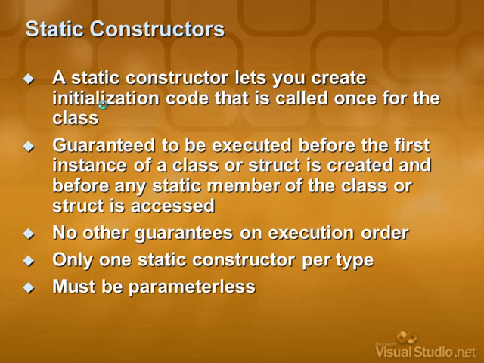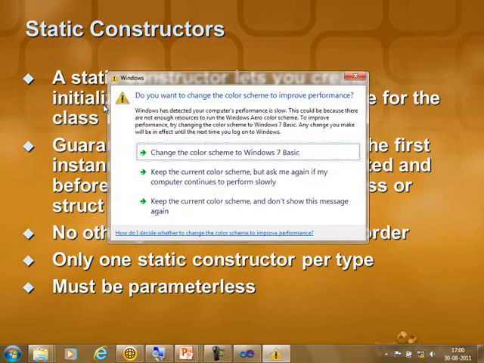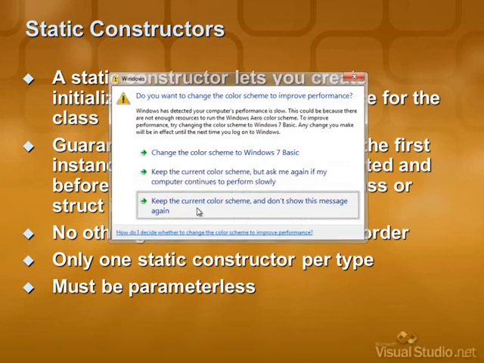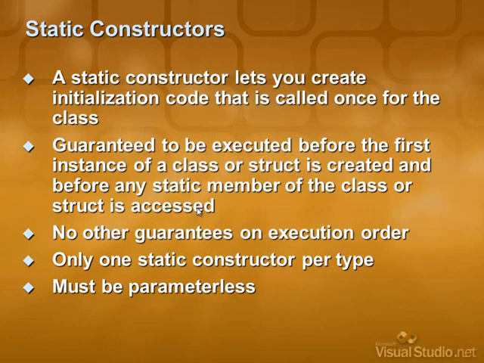Why? It is the CLR, the common language runtime, that loads your class into memory. So it is only the CLR that knows how to call the constructor. Static constructors are only part of the class, they are not part of the object. So anybody can't call this constructor. That means nobody can say myclass equals new something and try to activate it. It's not possible. Only the CLR can do it.